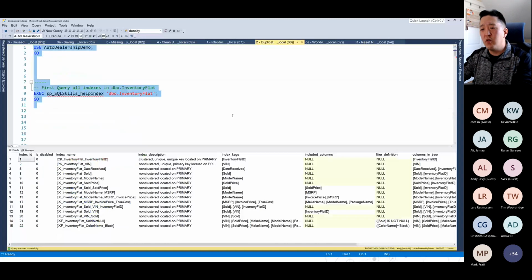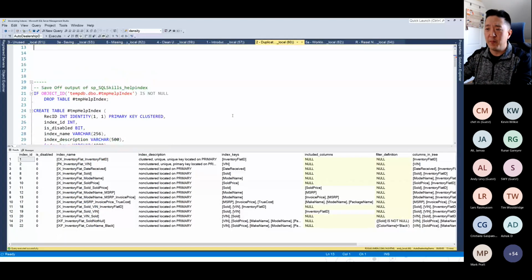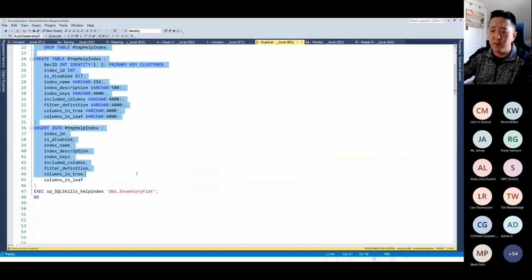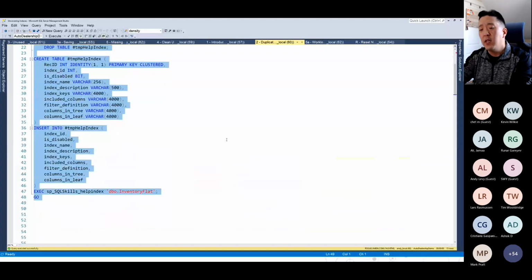Okay. So to review once again, we have a whole bunch of different non-clustered indexes on the inventory flat table here. So what I'm going to do to make parsing of this a little bit easier is dump the output of that stored procedure, the help index, into this particular temp table. Okay. And I find this is very useful.